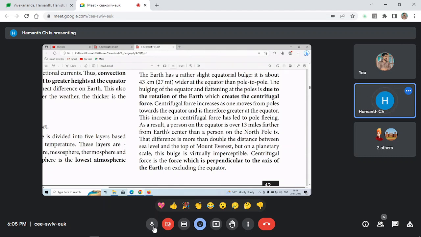This increase in the centrifugal force has led to the pole fleeing. As a result, a person on the equator is over 13 miles farther from the center of the Earth than a person on the North Pole is. Okay. The difference is more than double the distance between the sea level and the top of Mount Everest. But on a planetary scale, this bulge is virtually imperceptible. Centrifugal force is the force which is perpendicular to the axis of the Earth, excluding the equator. Next.